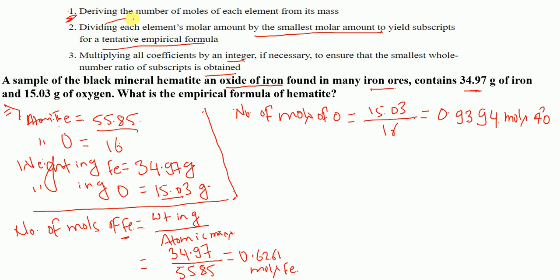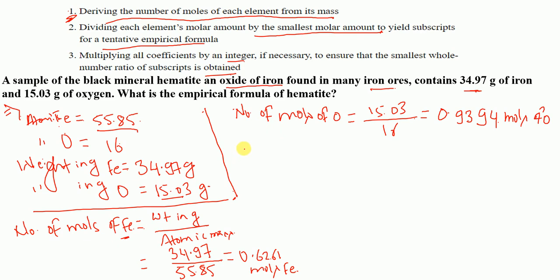Point number one, number of moles of each element, has been derived. The next thing we need to derive is the iron to oxygen molar ratio. How will we derive that? Divide each element's molar amount by the smallest molar amount to yield the subscript.